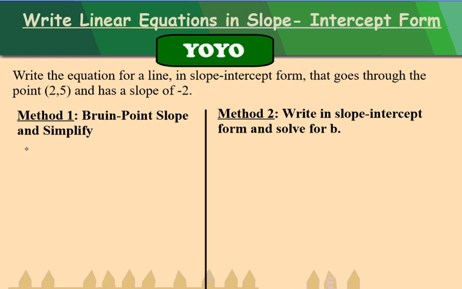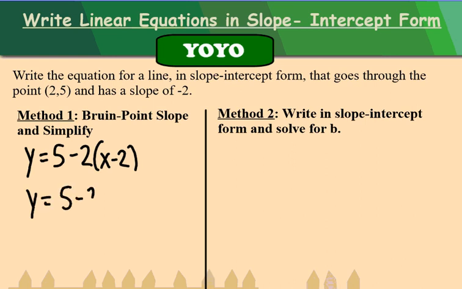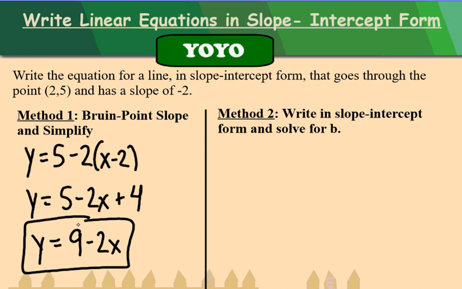Okay, here's method number one. I would say y is 5 to start, down 2 over 1 for every x past 2. Now I need to simplify it. Distribute my negative 2. I end up with negative 2x plus 4. Combine my like terms. I get then 9 minus 2x. So there is method number one.